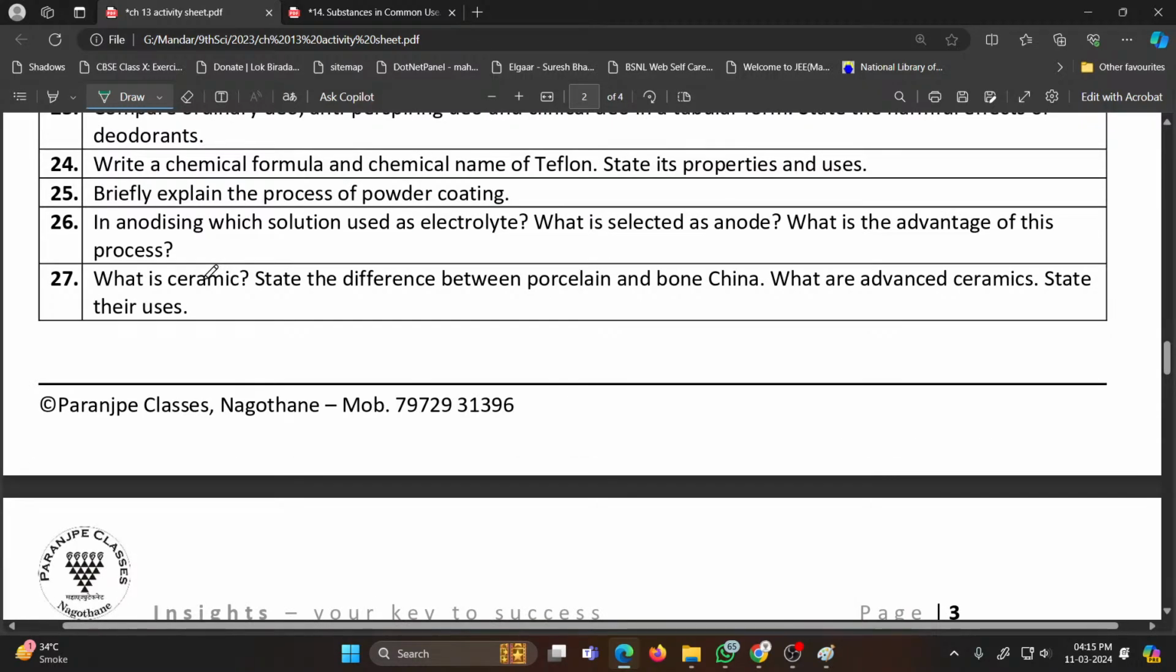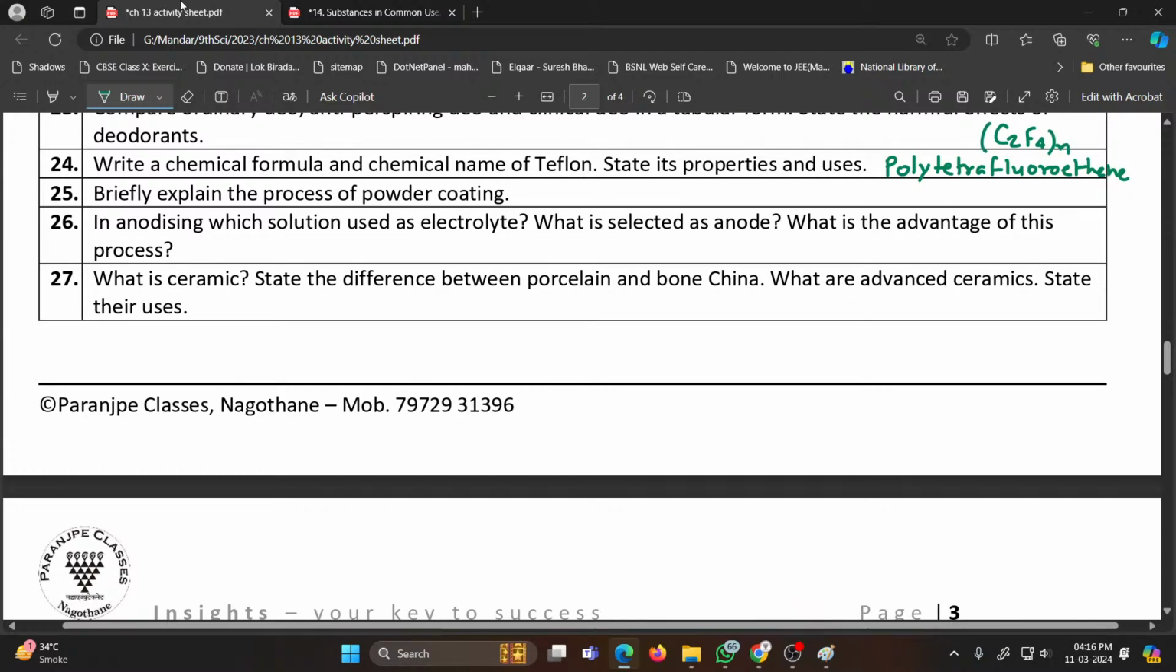Write chemical formula and chemical name of Teflon and state its uses. Its chemical name is polytetrafluoroethene. Its chemical formula is C2F4N.